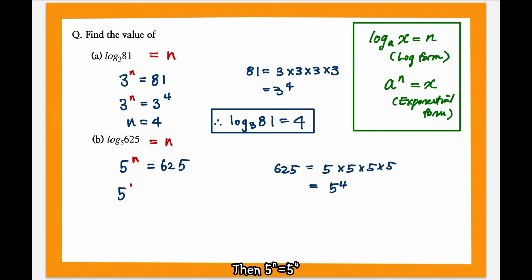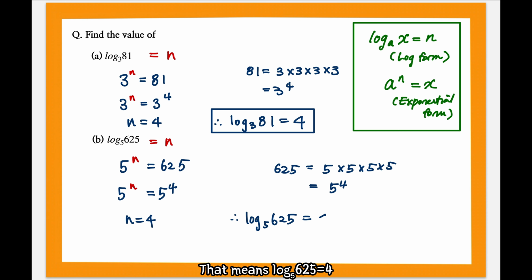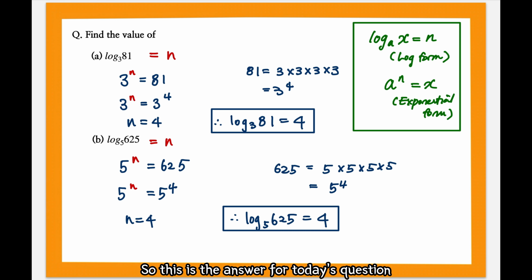Then 5 to the power of n is equal to 5 to the power of 4. So the n value is equal to 4. That means log base 5 of 625 is equal to 4. So this is the answer for today's question.